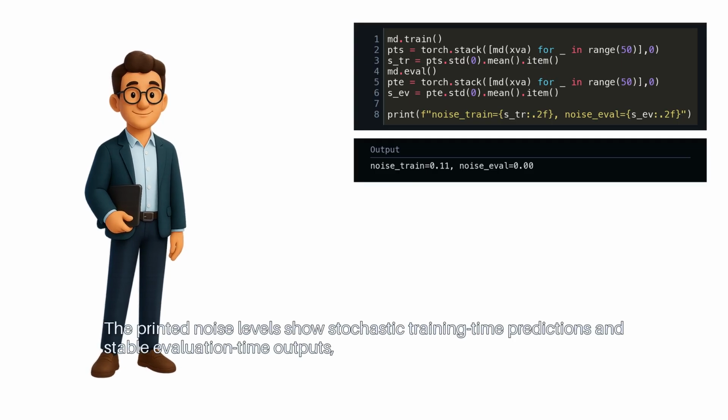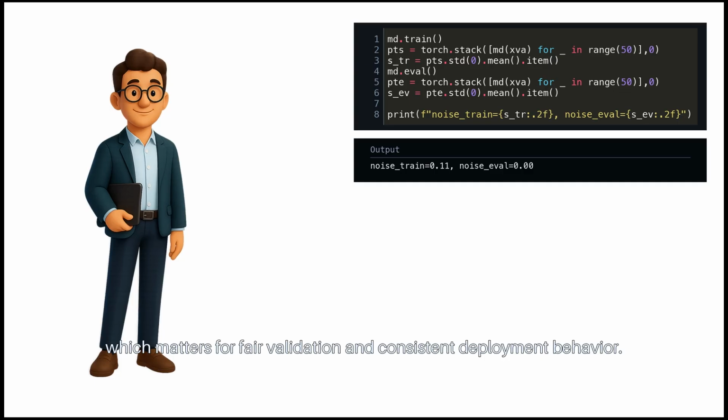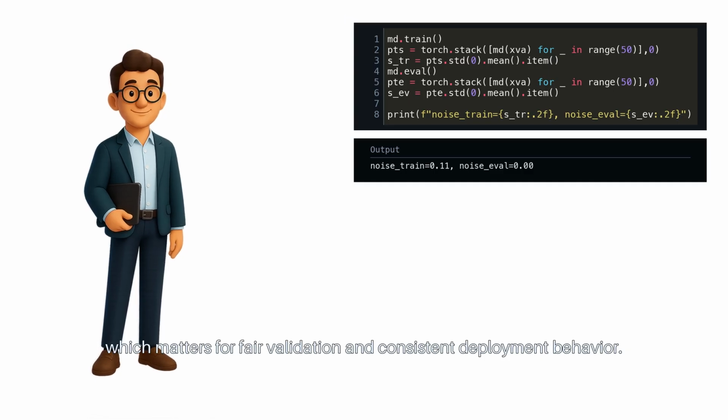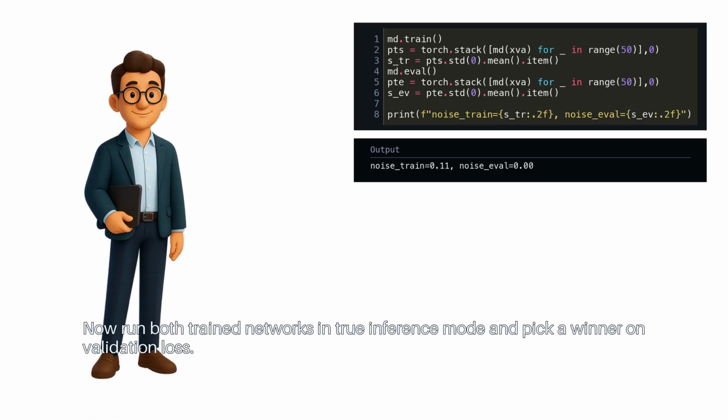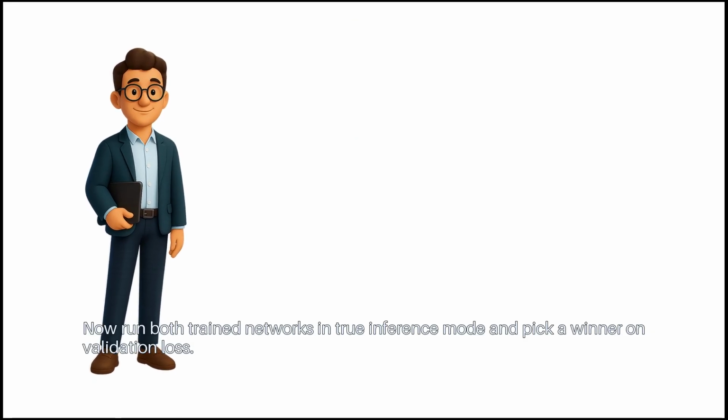The printed noise levels show stochastic training-time predictions and stable evaluation-time outputs, which matters for fair validation and consistent deployment behavior. Now run both trained networks in true inference mode and pick a winner on validation loss.